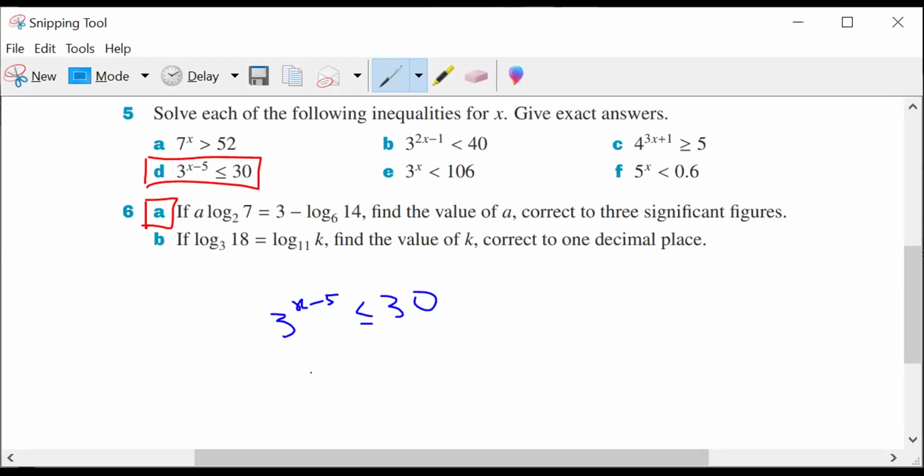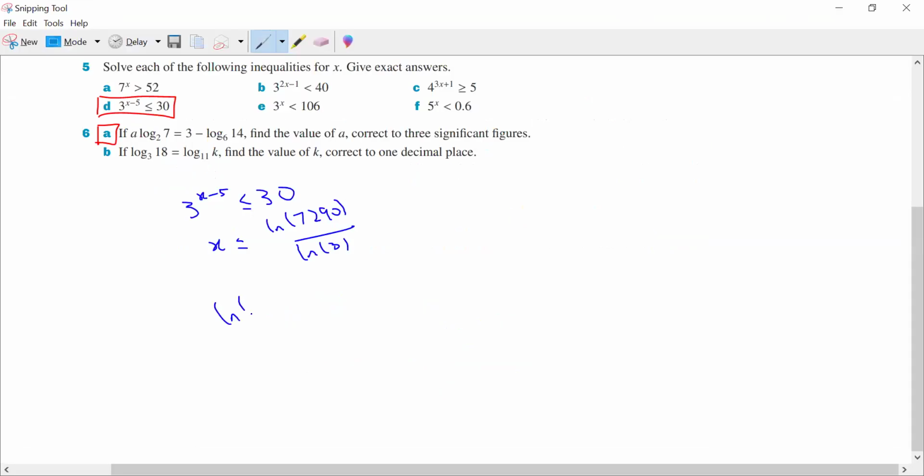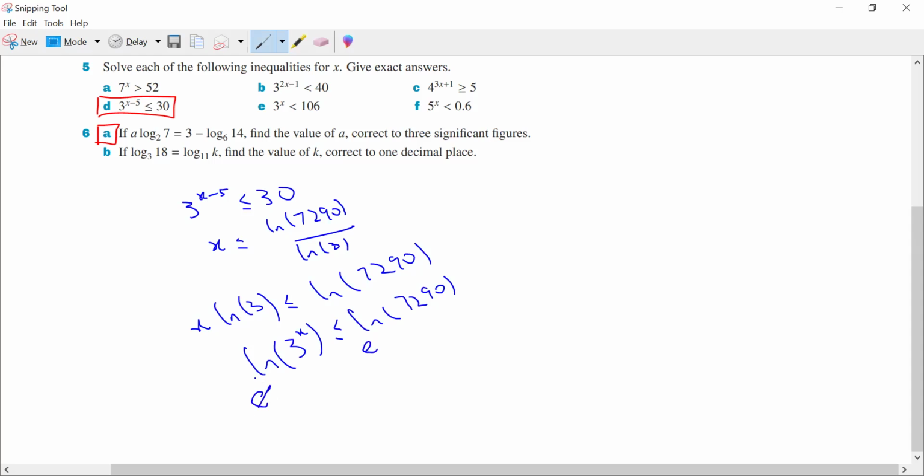Okay, so basically we've got x is less than or equal to ln of 7290 over ln of 3. You can also express this in terms of log base 3. How you do that is you go ln of 3 times x is less than or equal to ln of 7290, which is essentially ln of 3 to the power of x less than or equal to ln of 7290. Then if you put exponential on both, you cancel out the ln's, and you get 3 to the power of x less than or equal to 7290.